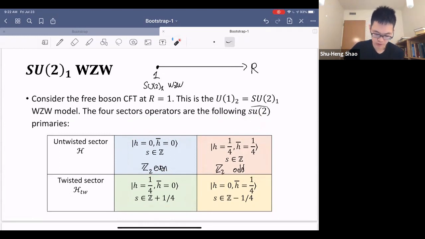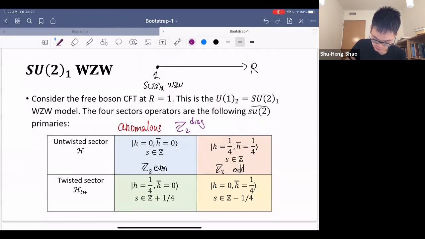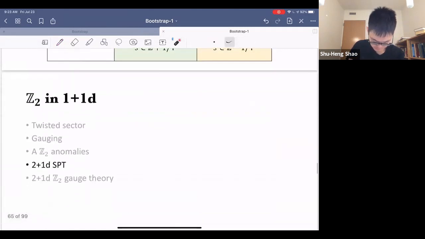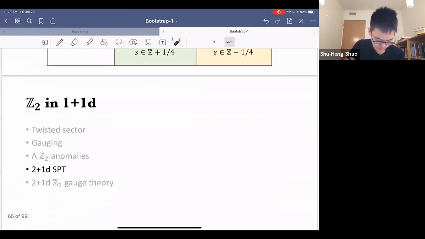In any case, for anomalous Z2, I should have written that more explicitly. For the anomalous Z2, this is the purple anomalous Z2 that we discussed above in this particular radius. You can group the operators into these 4 sectors again. Okay, so that's our first encounter of the Z2 anomaly.